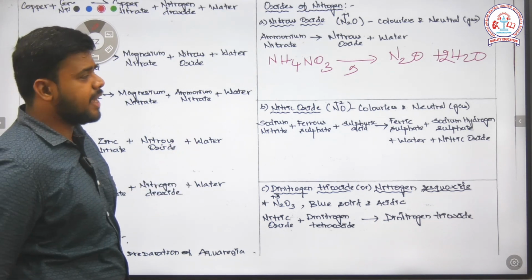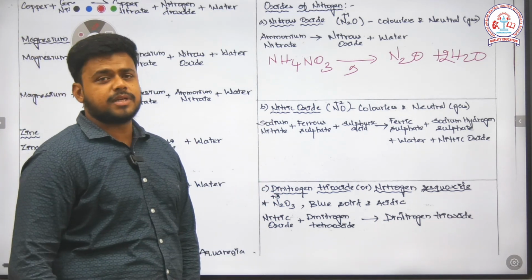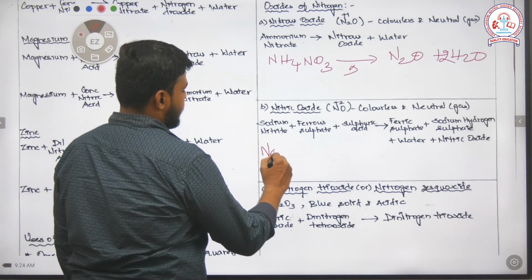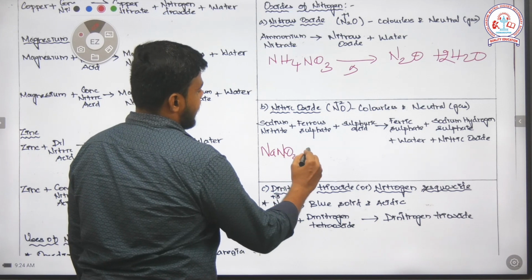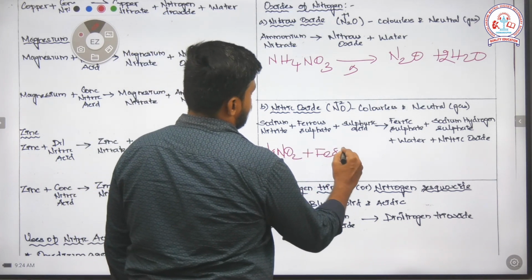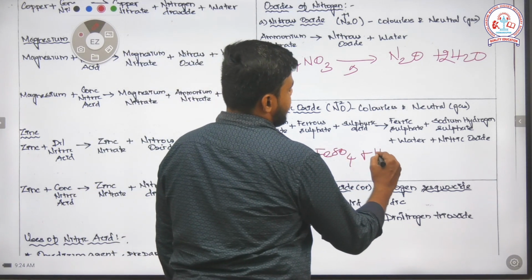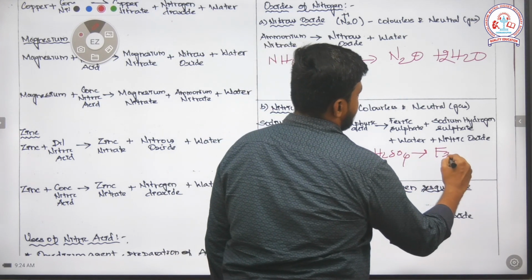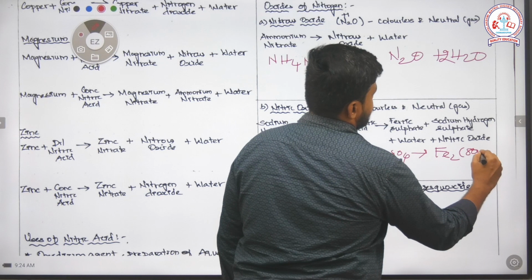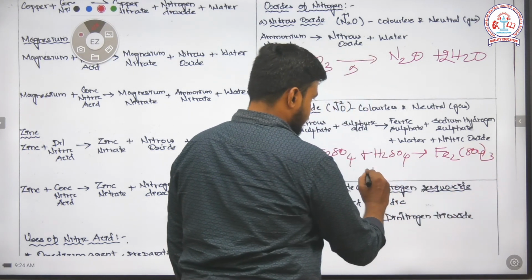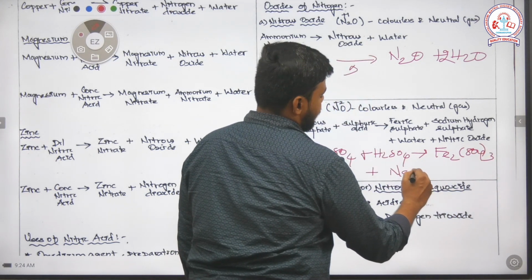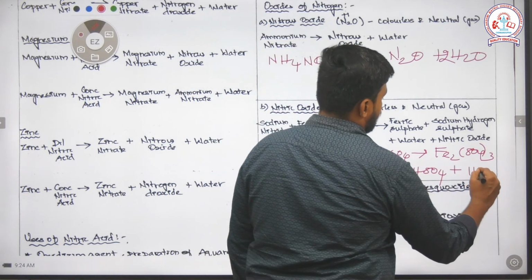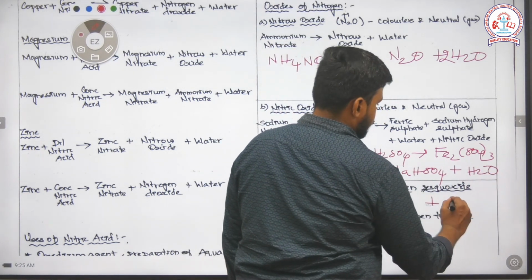Then nitric oxide. Nitric oxide has the formula NO and the oxidation state of nitrogen is +2. It's a colorless neutral gas. Then sodium nitrite, NaNO2, reacts with ferrous sulfate, FeSO4, plus sulfuric acid, gives ferric sulfate, Fe2(SO4)3, then sodium hydrogen sulfate, NaHSO4, plus H2O plus NO.